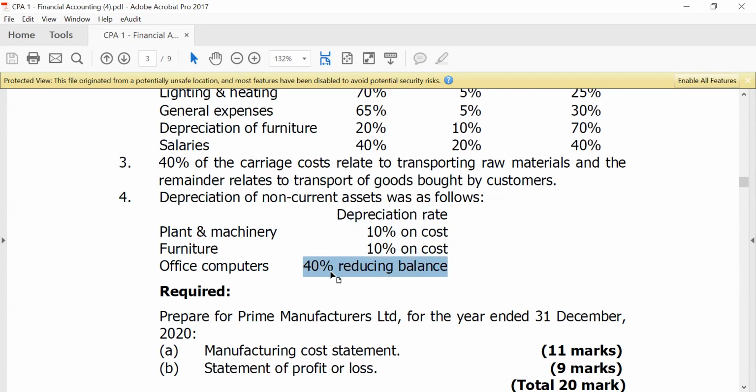net book value. So the question is asking us to prepare for Manufacturers Limited for their year ended 31st December 2020, a manufacturing cost statement and a profit and loss. So that is what we basically do have here at hand. Let's see how we can put that into our working.